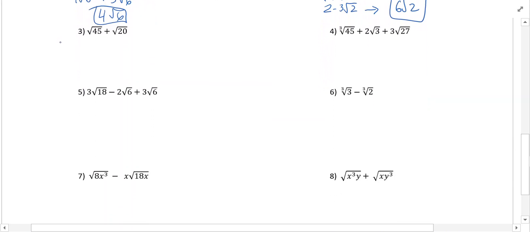So the perfect square factor of 45 is 9 times 5. And here for 20, I can break it apart into 4 times 5. So now I'm going to simplify it. So the square root of 9 is going to give me 3. So I have 3 rad 5. Plus here, the square root of 4 is 2. So I can take that out of radical. So I have 2 rad 5. So then when I add these together, 3 rad 5 plus 2 rad 5 is going to give me 5 rad 5.